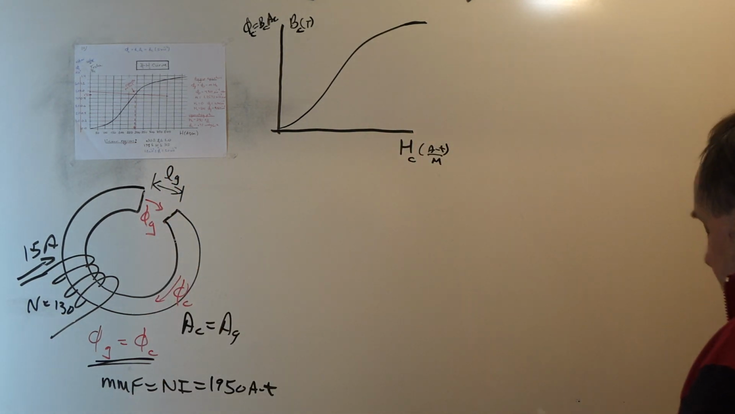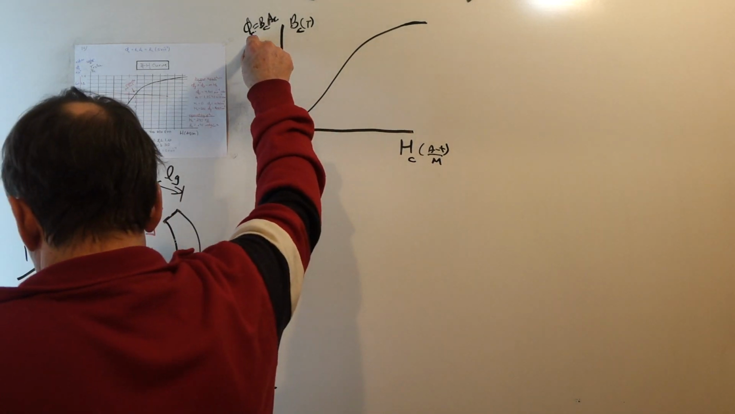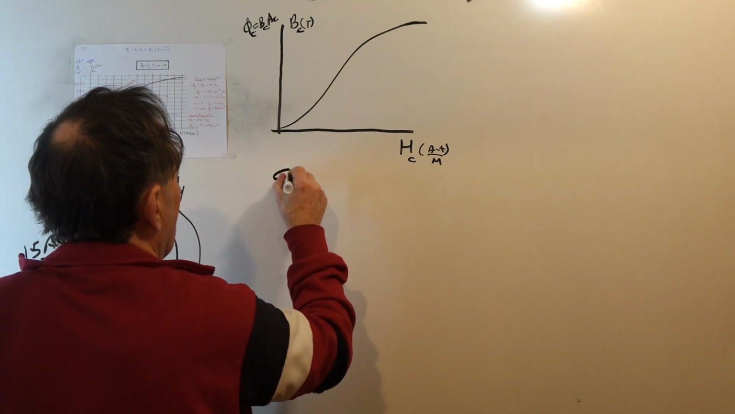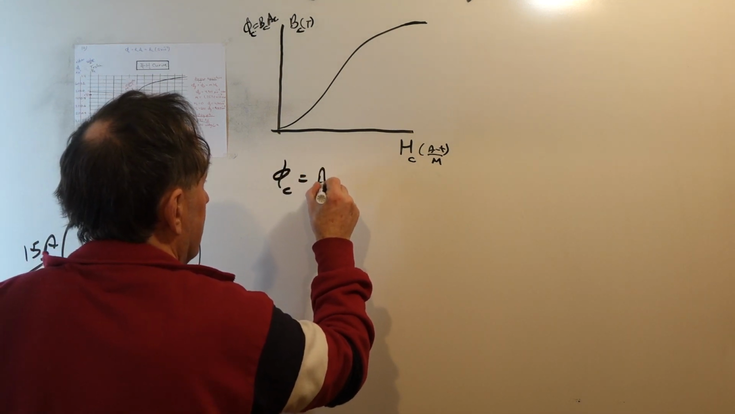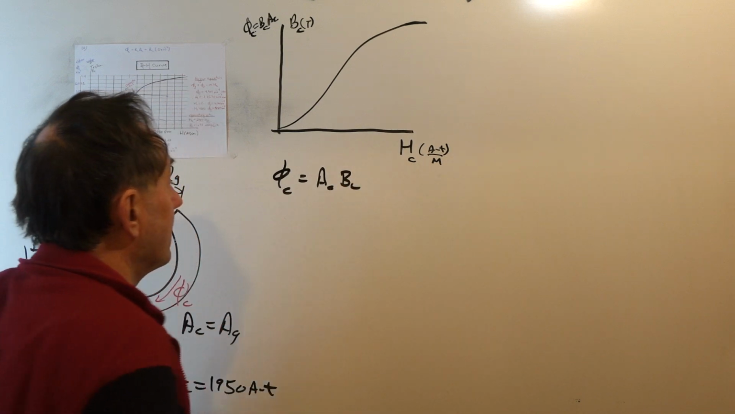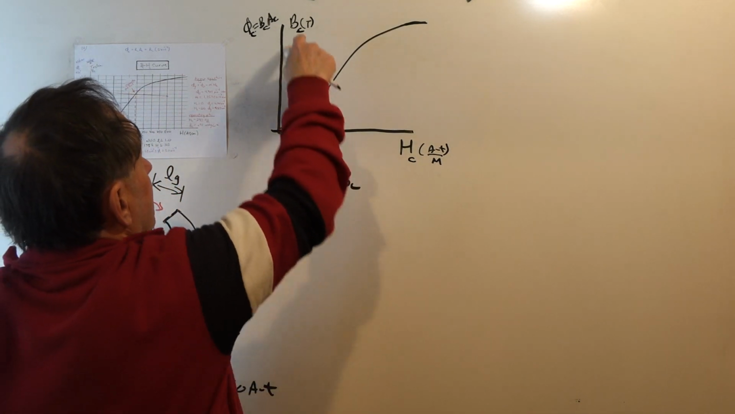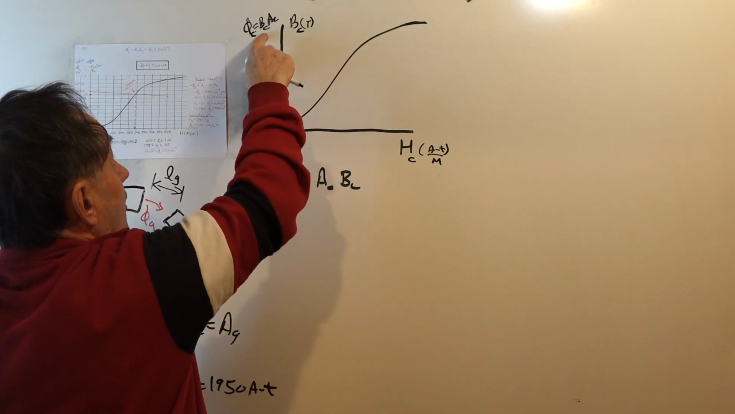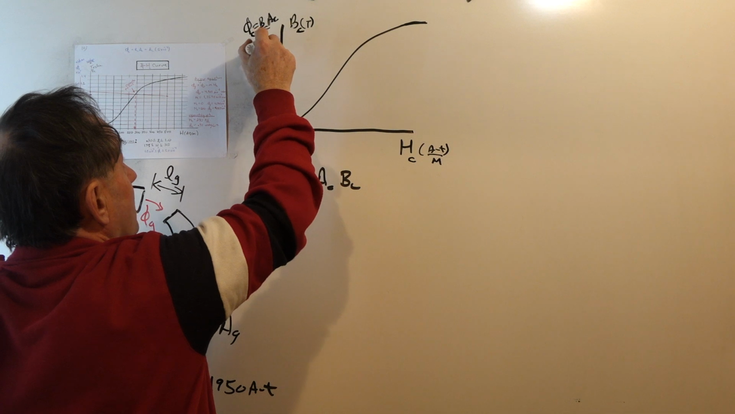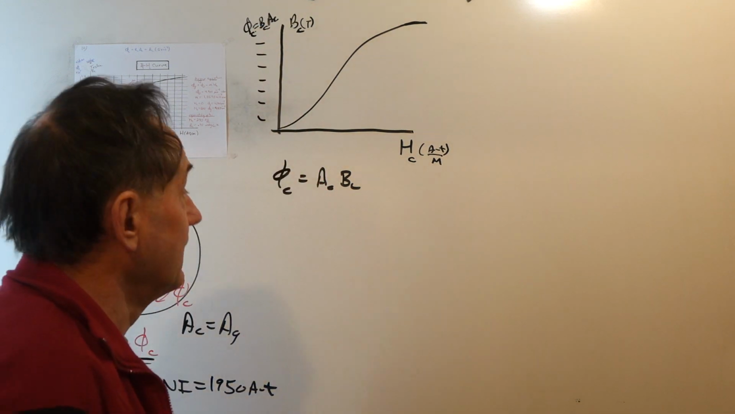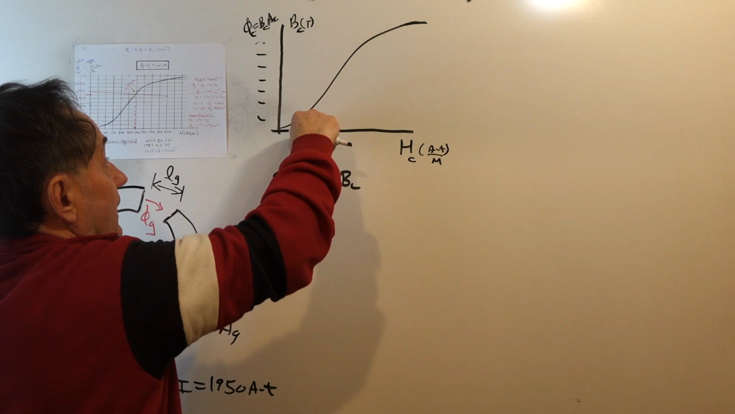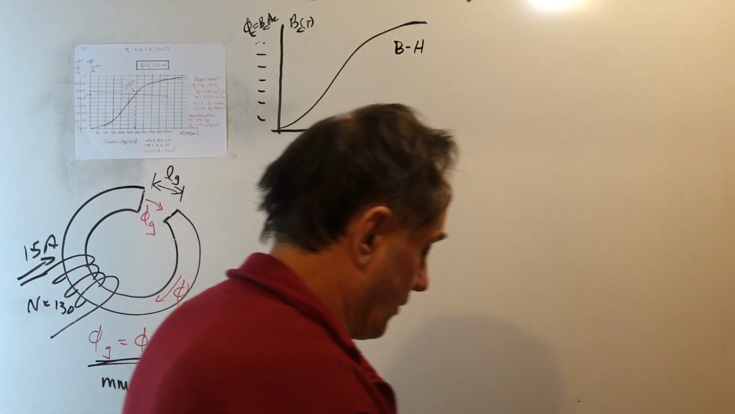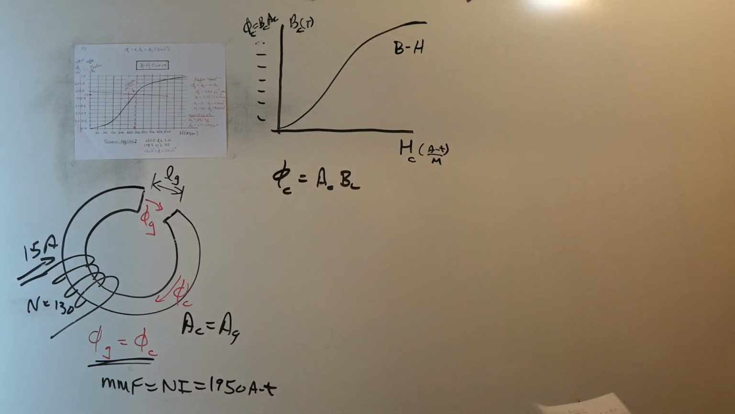So first, we have to change the scale of the core material, and the way we do that is we know that the flux in the core is the area of the core times the B in the core. So what we do is we multiply this scale by the cross-sectional area of the core to change the scale. So here we'll have our flux values. They just differ from the B field in the BH curve by the area of the core, whatever the area of the core is.